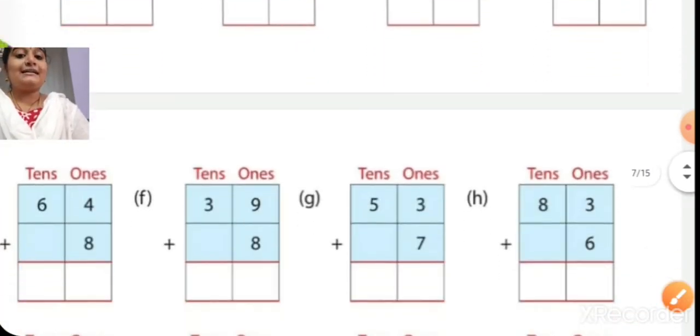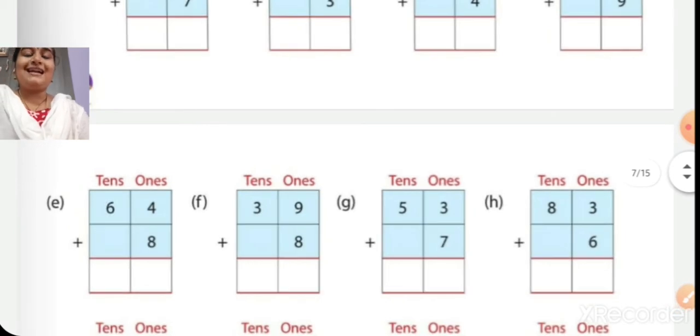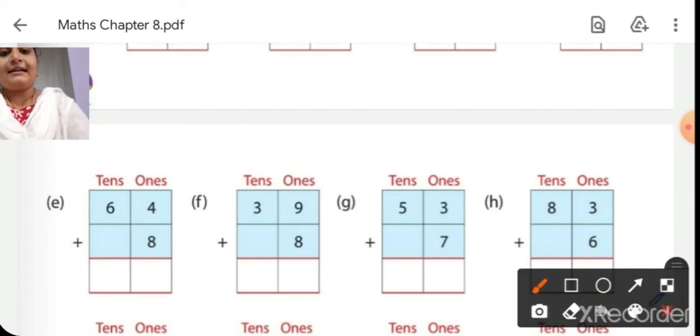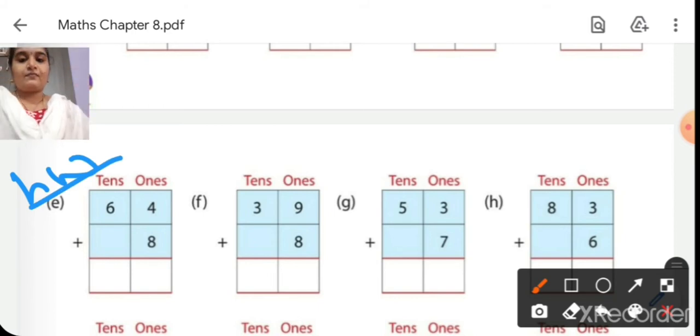These 4 questions are going to be your homework. Okay. E, F, G and H are your homework. So write HW here.